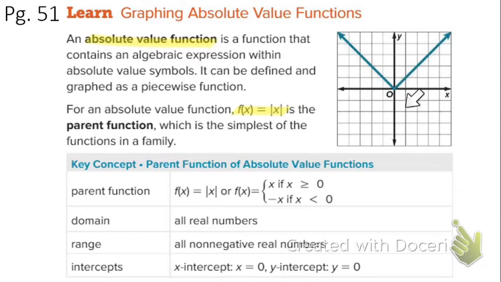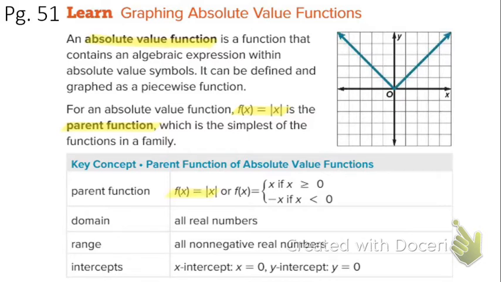What letter of the alphabet does this graph remind you of? A V. And that's what all graphs for absolute value look like. It's not like a parabola where that one looks like a U. Absolute value is pointed. It looks like the letter V. All right, so let's talk about some key things about this graph. This is called the parent function.